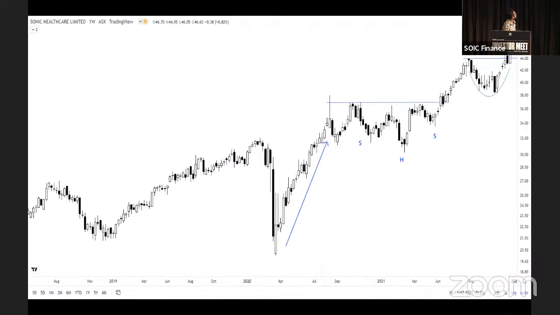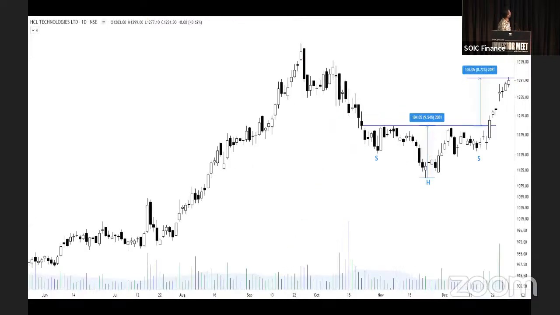Next chart, sir. Sonic Healthcare is on the Australian stock exchange. Like we were analyzing this, I was hitting an inverted head and shoulder. See, already in an uptrend. Then the stock falls down and again it breaks out. So if it breaches 40 MA, I will be out. If it moves back up again, I will buy this stock. So this is Sonic Healthcare. Next chart. HCL Tech, very simple. The previous example, inverted head and shoulder.